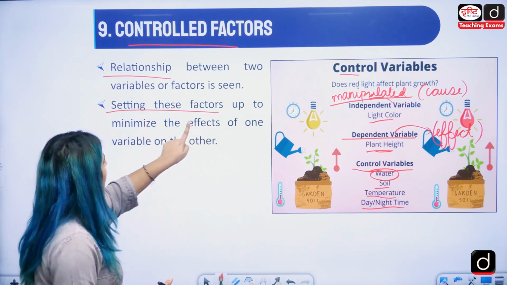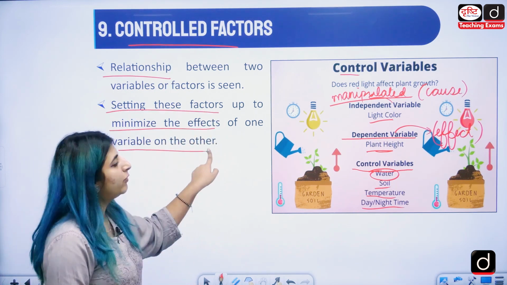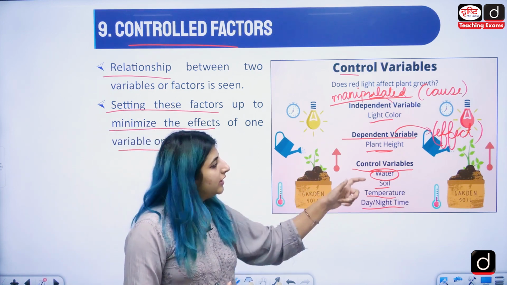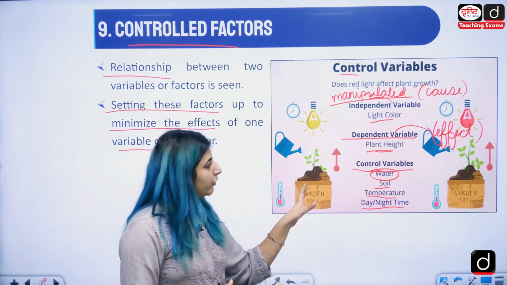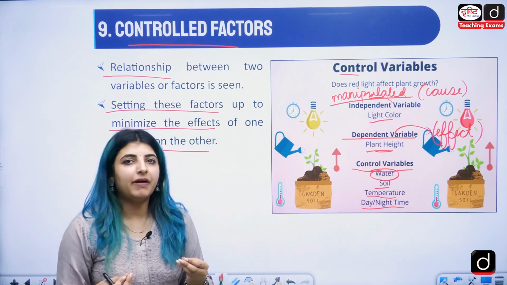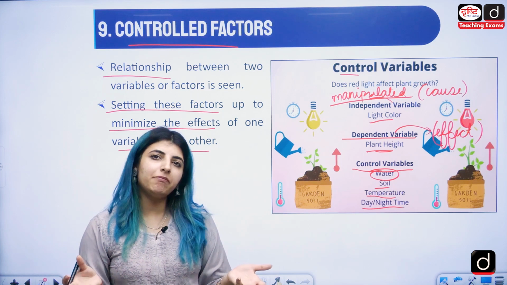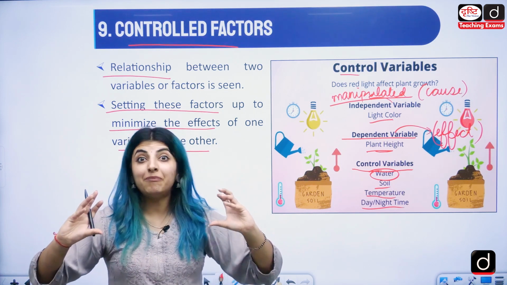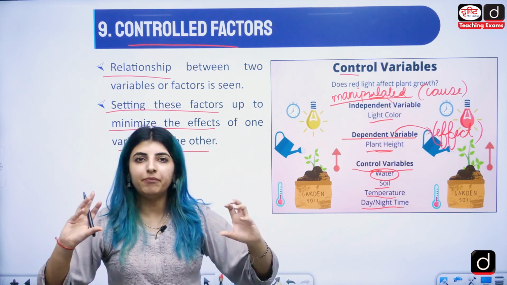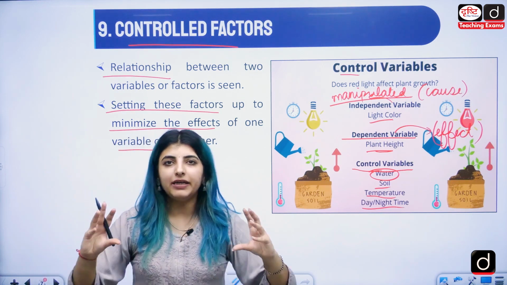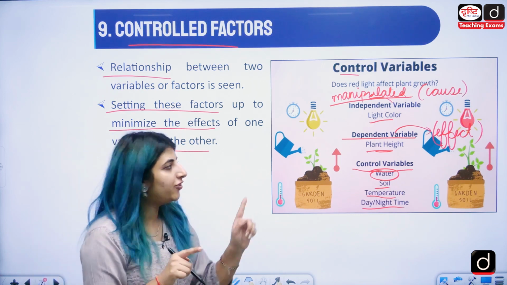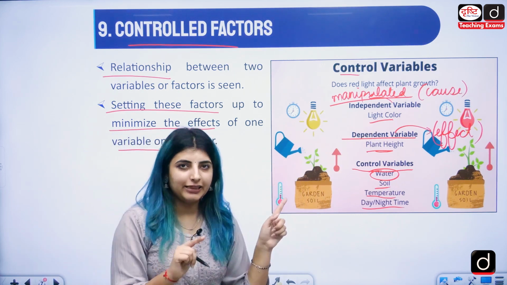Setting these factors up to minimize the effects of one variable on the other. Let's just say अगर मैं इसमें अलग तरीके की soil डाल रही हूँ, उसमें अलग तरीके की soil डाल रही हूँ, the soil can also have an impact, ना? The type of soil can also have an impact on the plant growth. So I need to make sure that I am maintaining the uniformity and maintaining the controllability between the variables that I'm choosing, and only changing the variable जिसका effect मुझे देखना है.